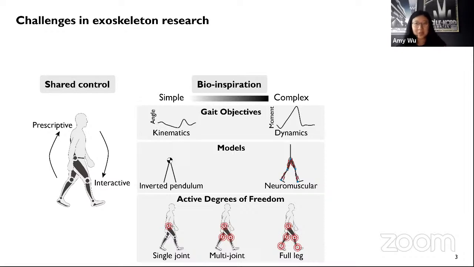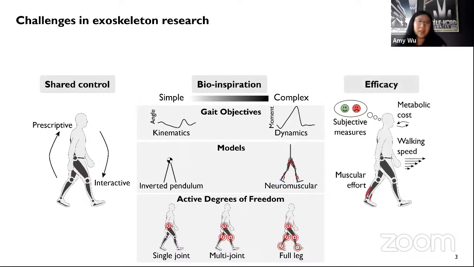So in some situations, it's probably nice if the machine will generate the gait for you. But in other cases, maybe when you have some sort of remaining function, and you want to do something like walk faster, some sort of interaction is better and maybe helps you to recover from gait faster as well.